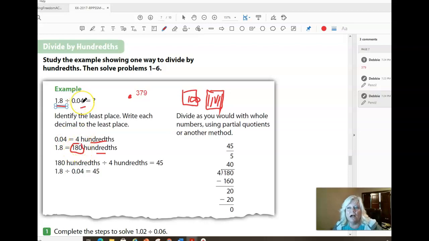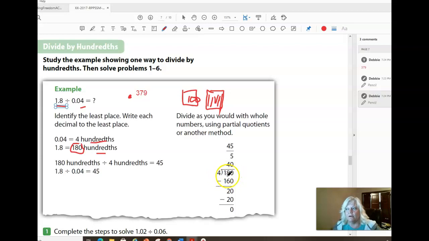And then the 4/100 is already in hundredths, so how many do we have? 4 of them. So now that we have that, we don't have to worry about trying to do something with these decimals when we divide. We can just say 180 hundredths divided by 4 hundredths, and they set it up over here just like we would set up any division problem.